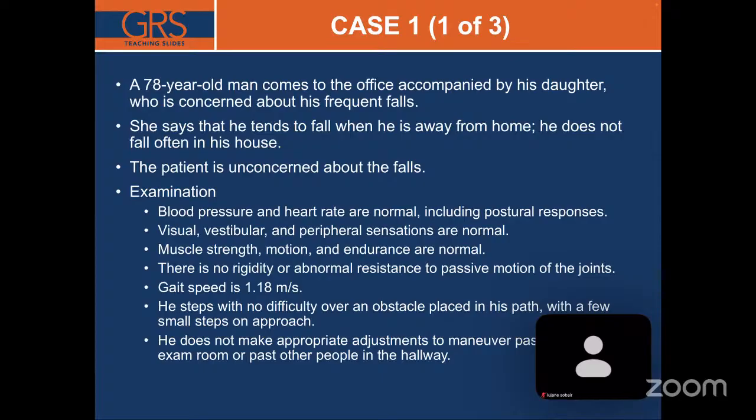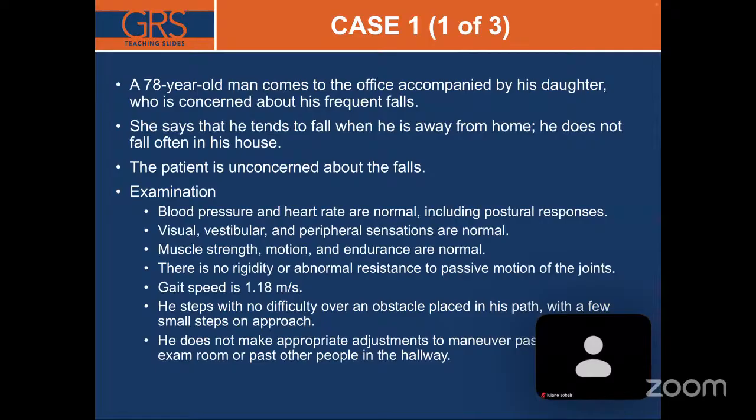The first one is a 78-year-old man who comes to the office accompanied by his daughter, who is concerned about his frequent falls. She says that he tends to fall when he's away from home. He does not fall often in his house. The patient is unconcerned about his falls. On the examination, his blood pressure and heart rate are normal, including postural responses. Visual, vestibular, and peripheral sensations are normal. Muscle strength, motion, and endurance are normal. There is no rigidity or abnormal resistance to passive motion of the joints.